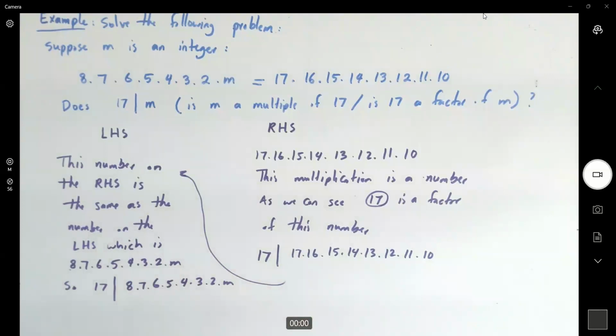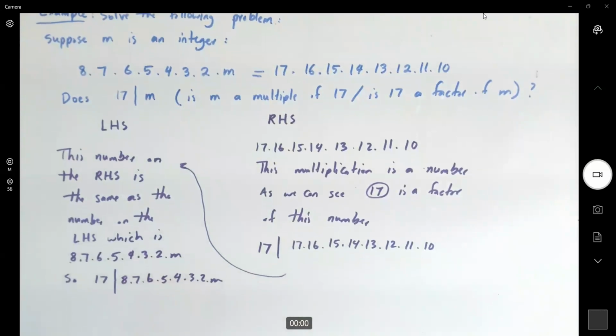Well, now take a look at this. 5, 4, 3, 2. But what do we have here? 17 doesn't divide 8. 17 doesn't divide 7. 17 doesn't divide their multiplication. You can do this for the rest of these numbers, but at the same time, 17 divides the whole multiplication. So it must divide m. Take a look.